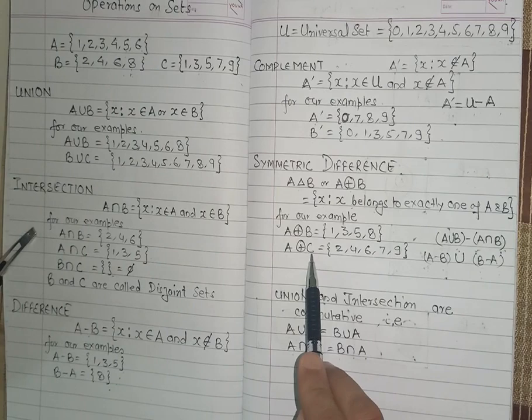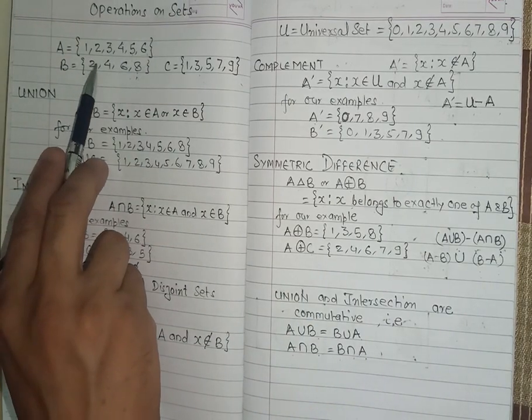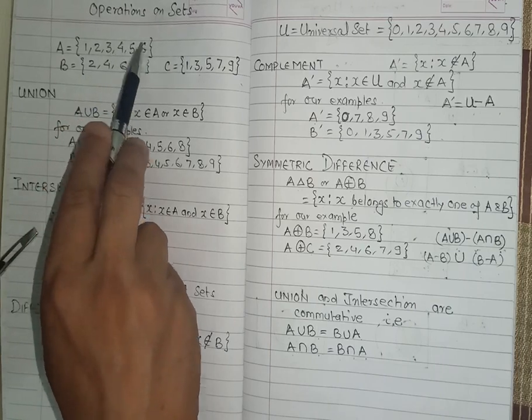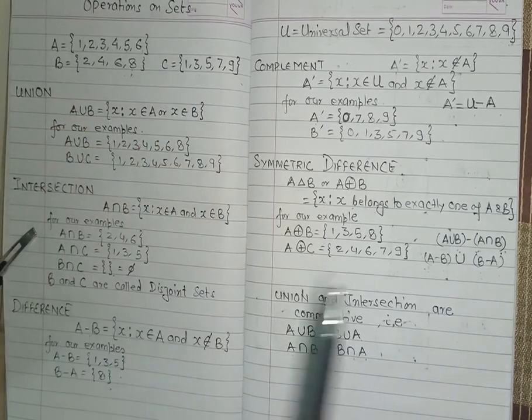Similarly, the symmetric difference of A and C will be the elements which are present in exactly one of the sets. That means 2, 4, 6, 7 and 9.